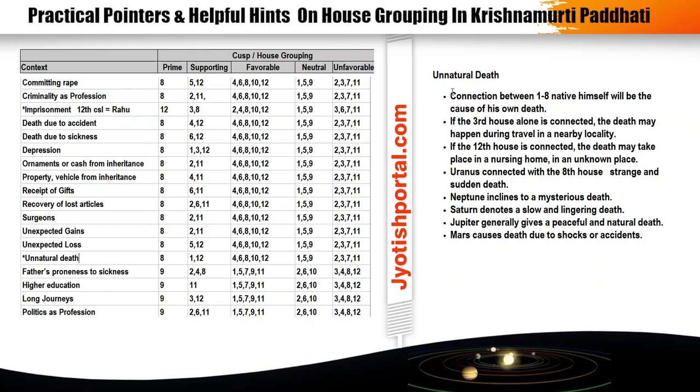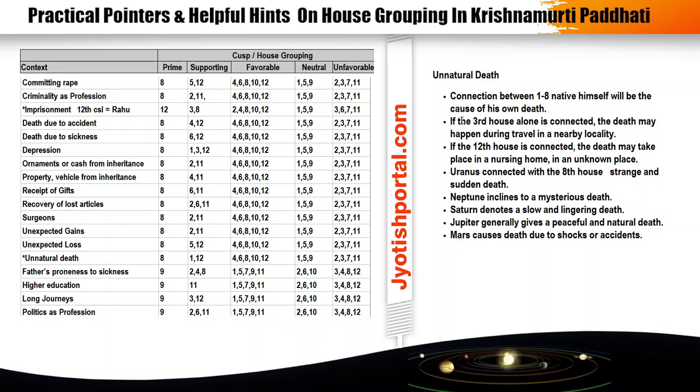So I listed some of the points from the KSK's book. Let me quickly read these points. Connection between 1 and 8. This usually indicates what we call suicide. Whenever we talk about connection between 1 and 8, it means the first house significator is in the 8th cusp, or the 8th cusp lord is in the ascendant, or through their star lord there is some connection between 1 and 8. Then the native himself will be the cause of his own death, which basically means suicide.